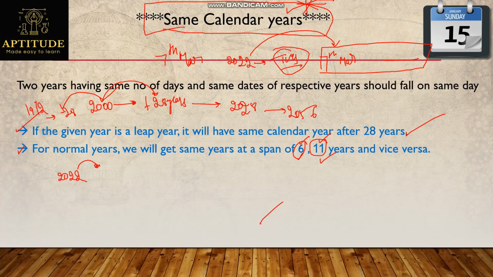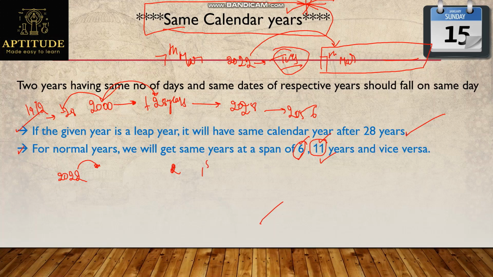So how to check this one now? If it is a leap year, I'll be adding 28 and I'll see it will be same as that calendar year. If it is not a leap year, then how to check? Simply go with the trial and error method. A very simple one series.